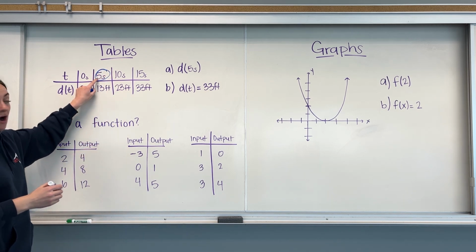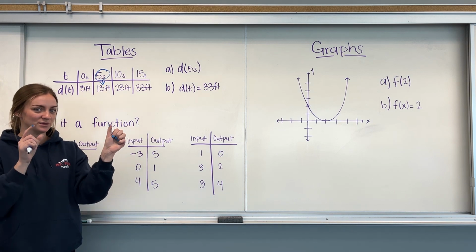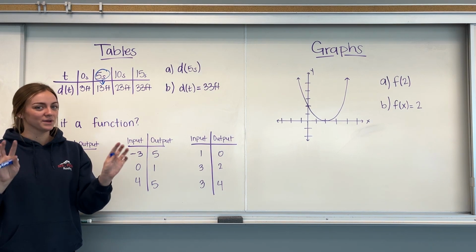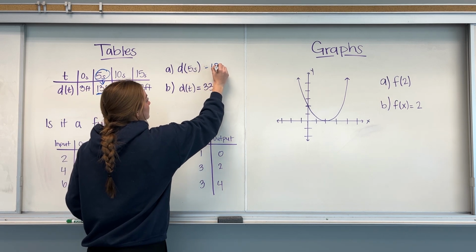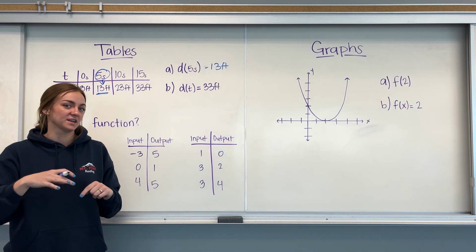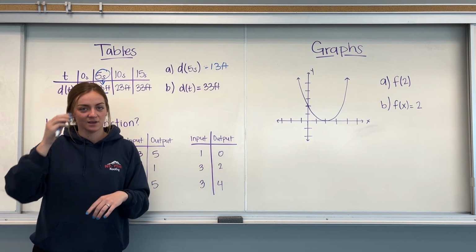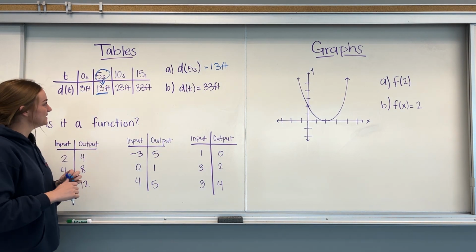Well, the corresponding output is right next to it, and that's the nice thing about tables: the inputs are paired with their output already. Makes it really easy to find. So our answer is 13 feet. If we throw a ball and it's in the air for 5 seconds, let's say it goes only 13 feet. Anyway, not realistic, but for this case, that's what happened.